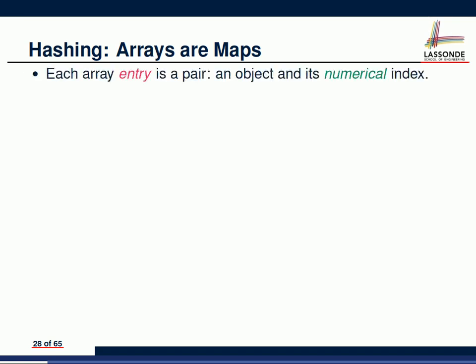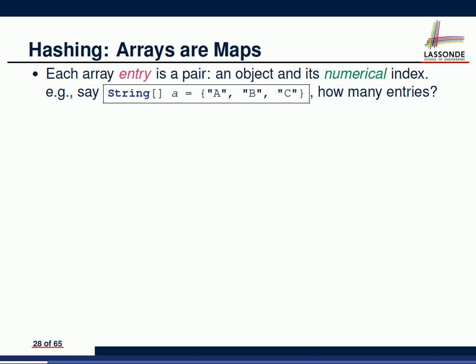Let's say an array is simply a map. Each entry is just a pair, with the object being stored as the value and the numerical index being the key. No duplicates of the indices for sure. Now, if you have an array of strings A, B, and C, how many keys do you have? What are the 3 keys? 0, 1, and 2. And values A, B, and C.